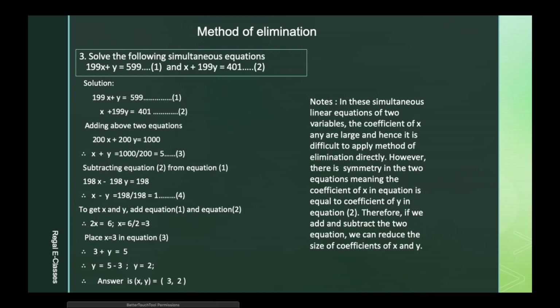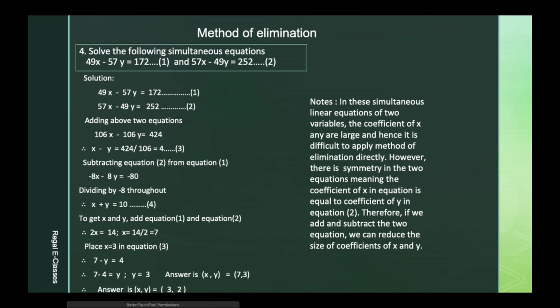Such problems are symmetrical, where the coefficient of x in the first equation is the same as the coefficient of y in the second equation. Similarly, the coefficient of y in the first equation is the same as the coefficient of x in the second equation. You add them, simplify, and you can get x and y. This problem is similar to that. Same, add the two equations, subtract the two equations. You can get the solution.